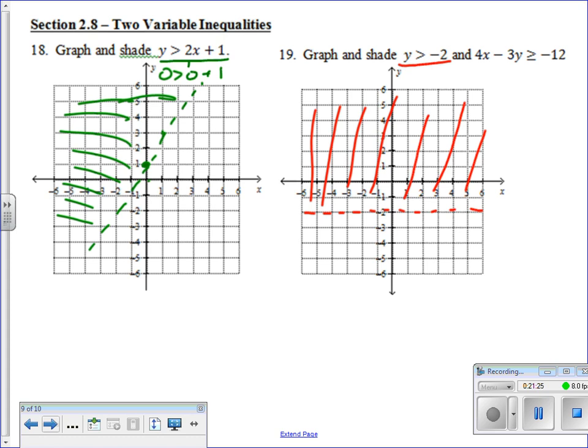And then I graph the other one. 4x minus 3y is greater than or equal to -12. This one I use x and y intercepts. Let x equal 0. Minus 3y equals -12. Y equals 4. Dot on 4. Let y equal 0. We get 4x equals -12. So x equals -3. Get -3. This one's or equal, so it's a solid line.